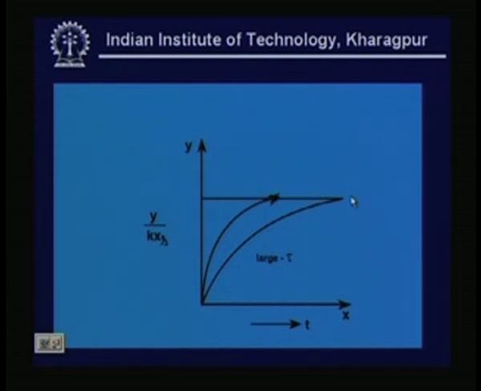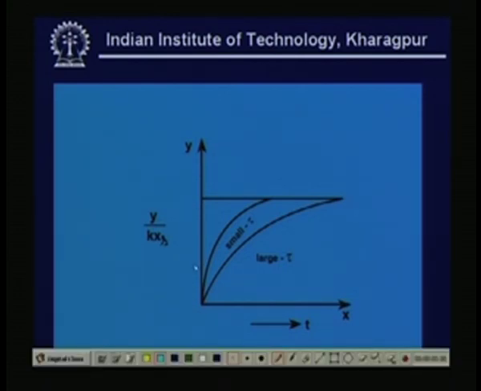Let it finish, then we will start again. Hopefully, it has finished. Now, see here that this is my y by k xs, I have taken the normalized value. So y will be a unitless quantity. Since it is normalized, it is unitless, right, and the maximum value will always be 1.0. So this will always be 1, and we have plotted t on the x axis.